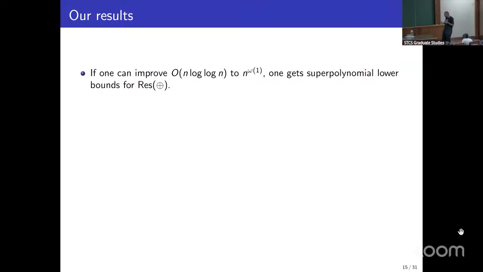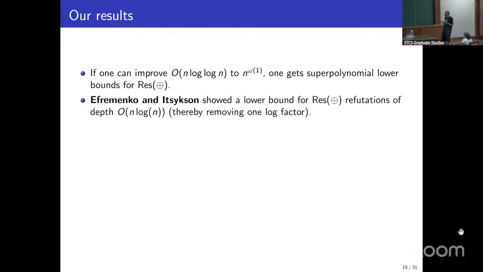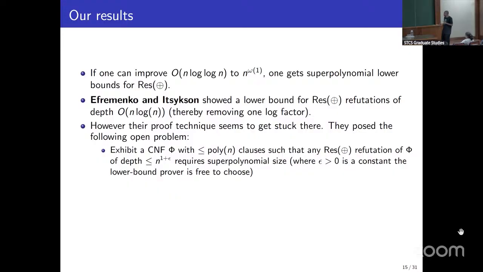So the current program is improving this depth. And in 2025, Efremenko and Itsykson removed one log factor. They exhibited a CNF, actually the same CNF, such that any ResLin refutation of depth n log n requires exponential size. For some reason, their proofs seem to get stuck at this n log n barrier, and they posed the following open problem. Exhibit a CNF with at most polynomially many clauses, such that any ResLin refutation of depth at most n to the power 1 plus epsilon requires superpolynomial size, where epsilon is some constant we are allowed to choose.